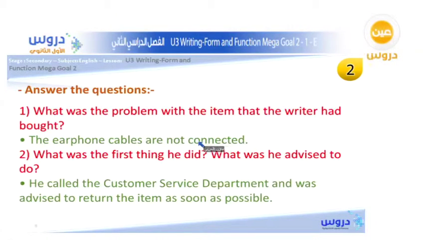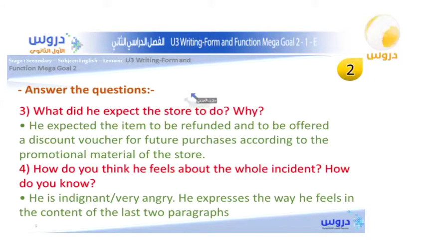The earphones' cables are not properly connected. This is right. And the first thing he did, he called the customer service department and was advised to return the item as soon as possible. And for the third question, what did he expect? He expected, of course, the item to be refunded and to be offered a discount voucher for future purchases, according to the promotional material of the store. And how do we think, as readers, he feels about the whole incident? Well, he is, of course, indignant and very angry, because he expresses the way he feels in the last 2 paragraphs.